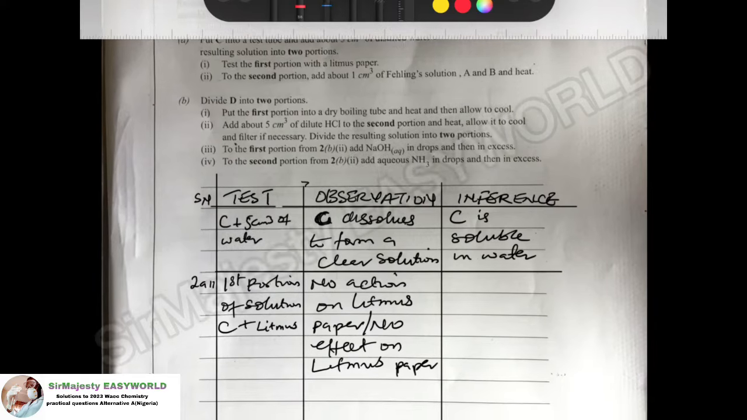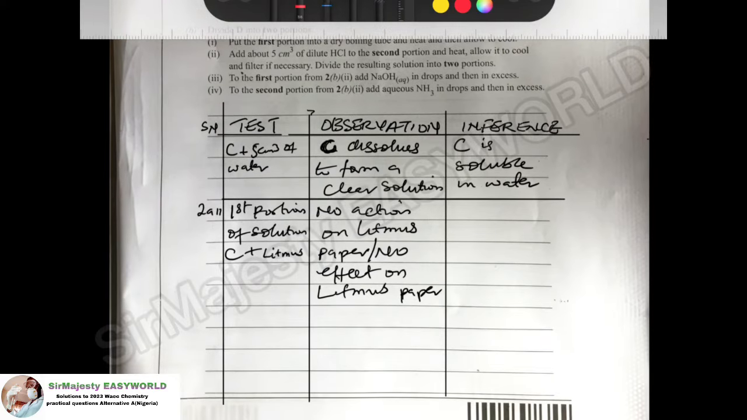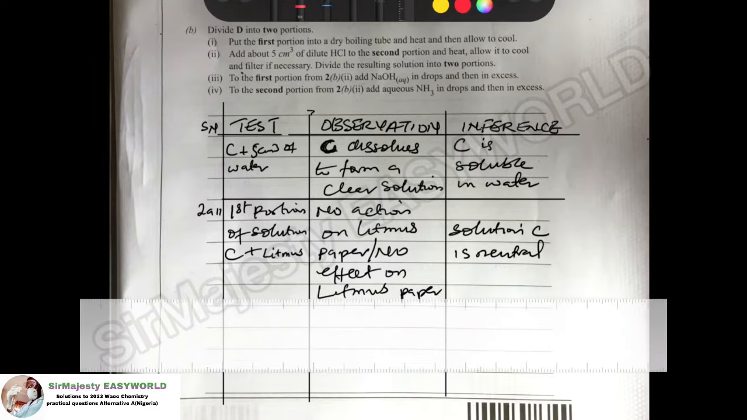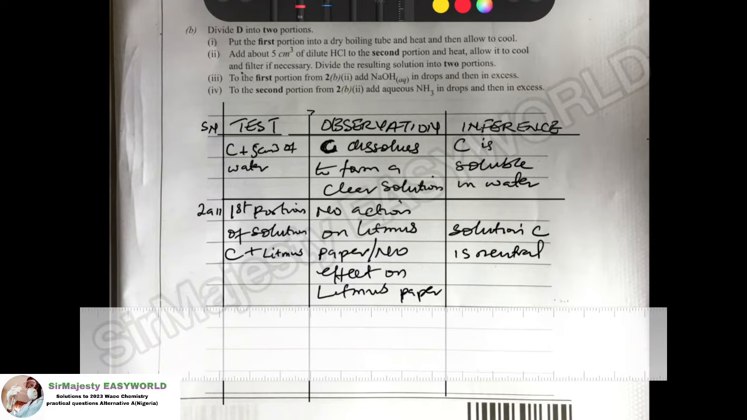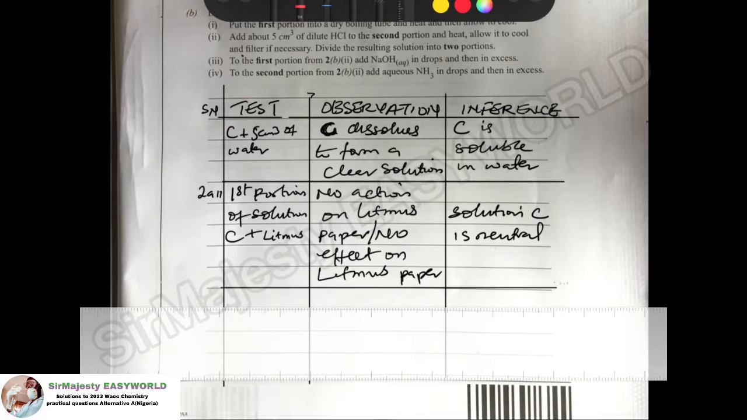Don't waste your time writing that it did not change red litmus, it did not change blue litmus. When you say no effect, it means it did not affect any of them. So what's your inference? You say solution C is neutral, which means it's neither acidic nor basic. This is where your report is supposed to start from, because that is the one that will have mark.